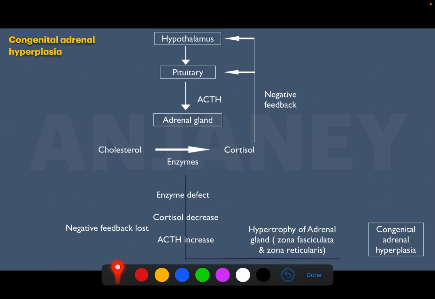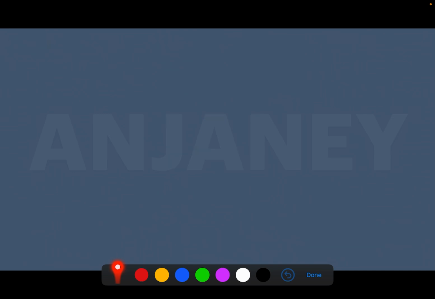Done. And which parts, fascicularis and reticularis, will be hypertrophied because ACTH does not stimulate glomerulosa. There will only be two parts hypertrophied. So why is this congenital adrenal hyperplasia happening? Because of enzyme defects. And why congenital? Because the enzyme defect, DNA, genes, all represent hereditary or congenital disorders. Done.